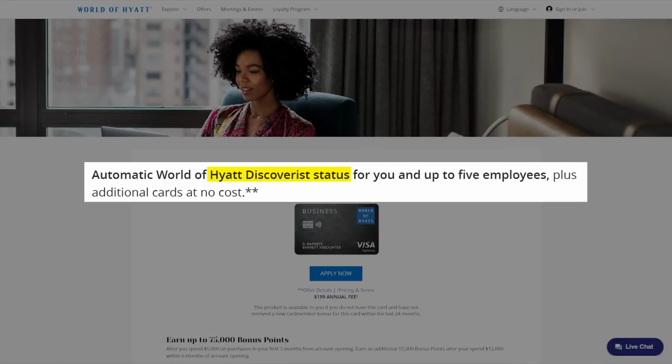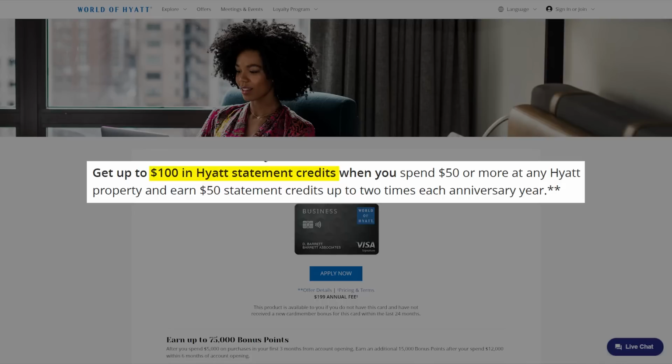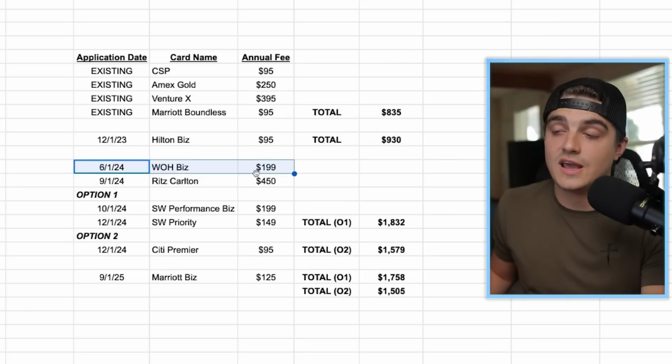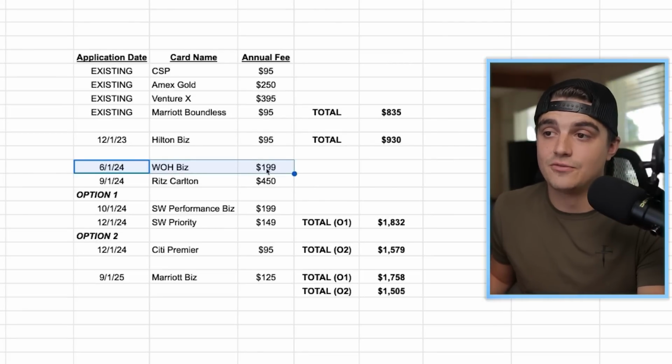There are some ways to recoup some value back from this credit card, namely the fact that you can grant Discoverist status to people. I believe it's Discoverist at least, and you also get like $100 worth of credits back from Hyatt in 2 $50 increments, I believe. And while I could try to really justify this card, I just don't think that paying $200 a year for this card without an actual free night on it, you know, without you spending a ton of money on it, that doesn't make a ton of sense to me personally. So this is an interesting case where this will be one that I'm actually canceling after a year.